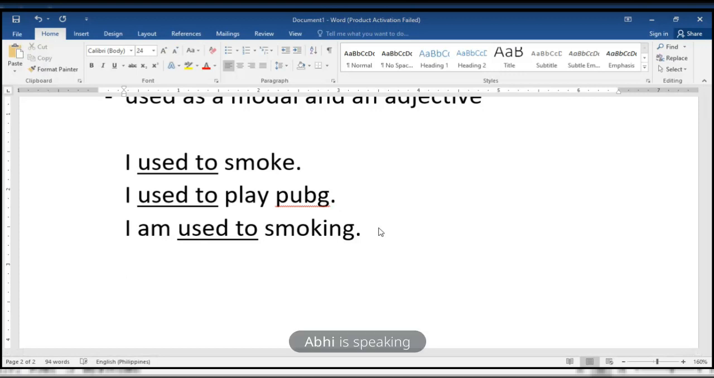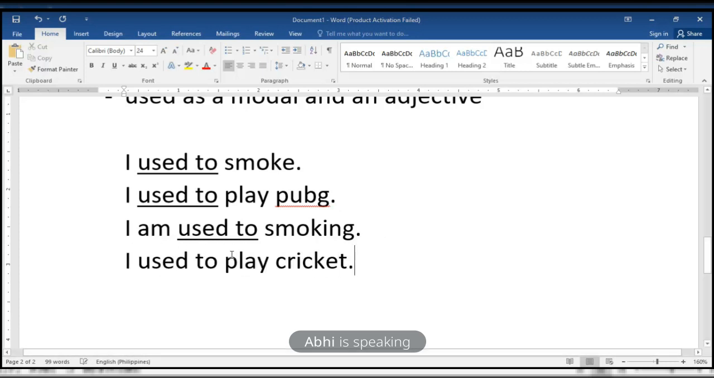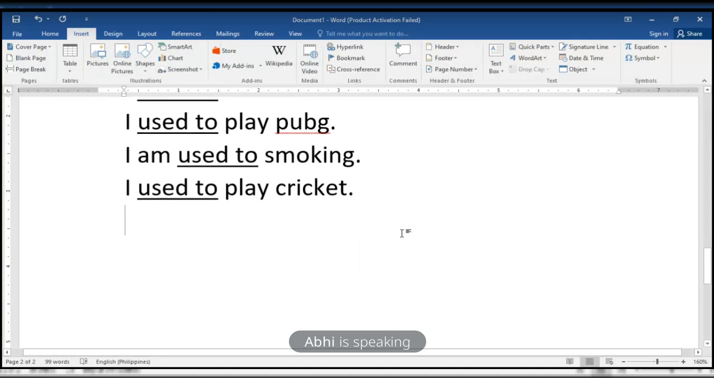Let's take an example: I used to play cricket. Here we can see that after "used to" I have said "play", which is the verb's first form. I used to play cricket. So after "used to" I have written "play", the verb's first form. It's a past action.